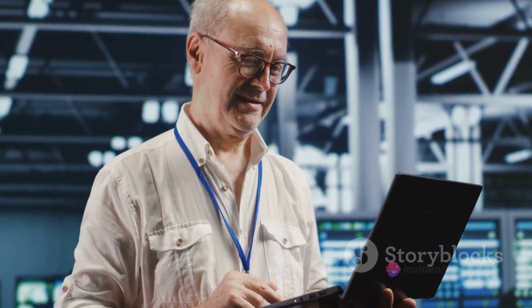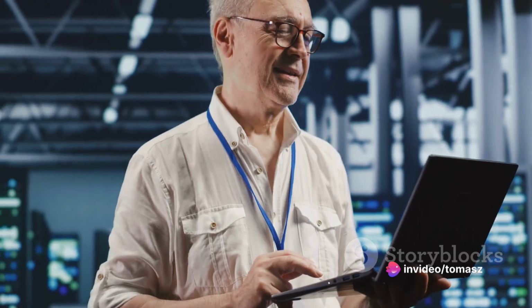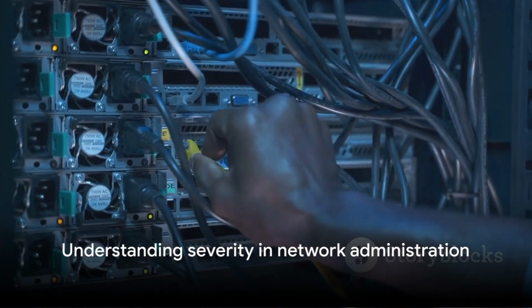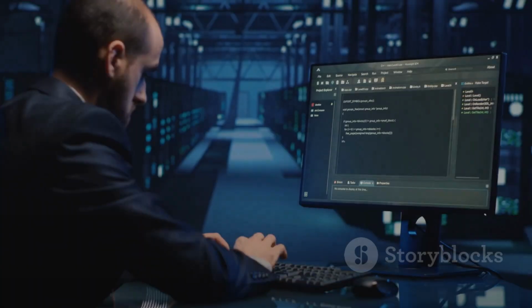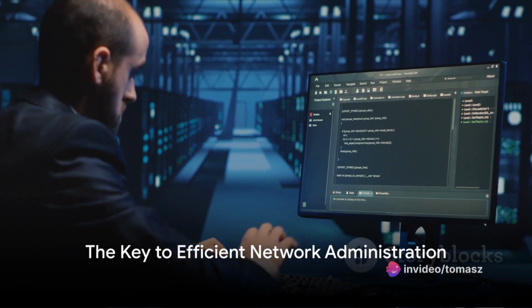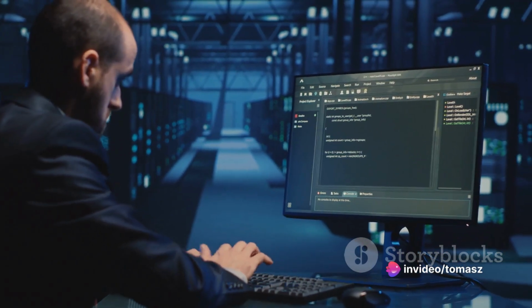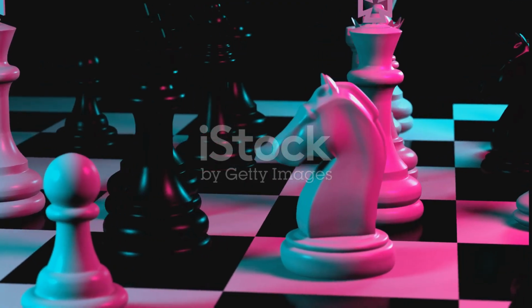So severity in network administration is not just about identifying problems. It's about understanding the impact of these problems, how much they disrupt the network operations, and how urgently they need to be addressed. So, severity essentially helps us understand the impact of a problem on the network and its operations. But understanding severity isn't enough. It's also vital to know how to prioritize these issues. This brings us to the concept of prioritization.